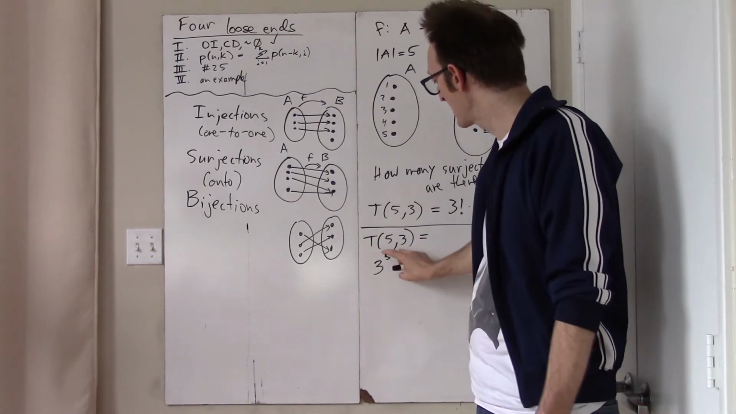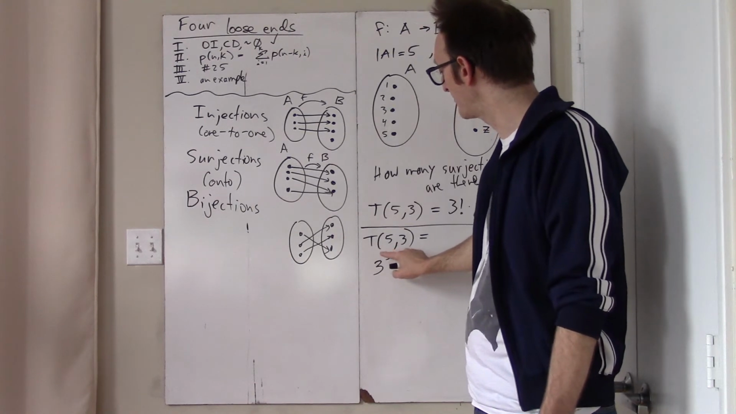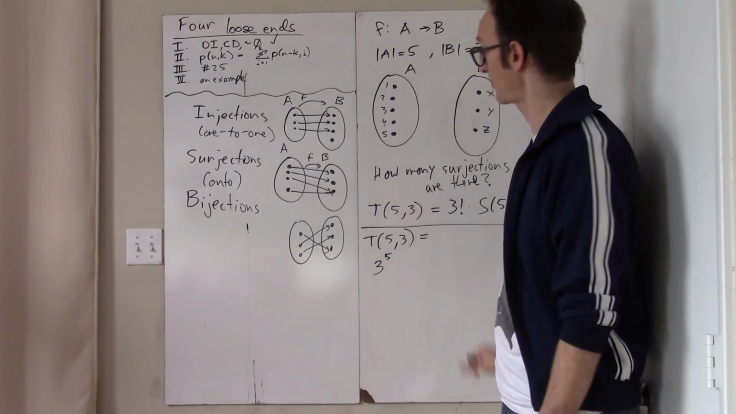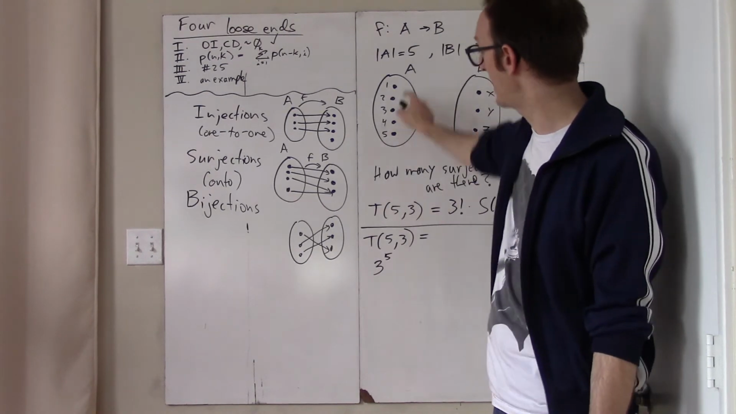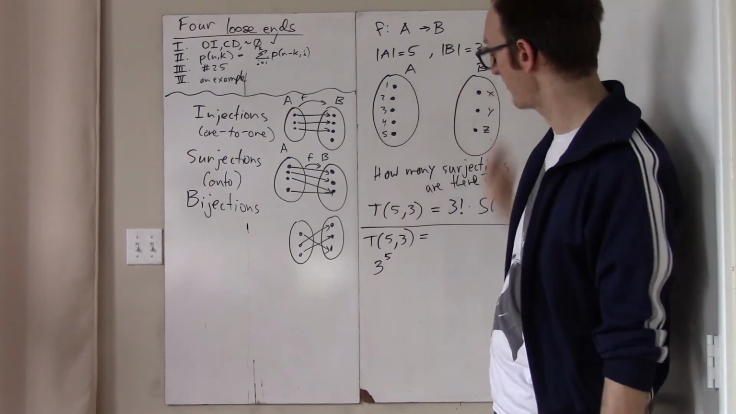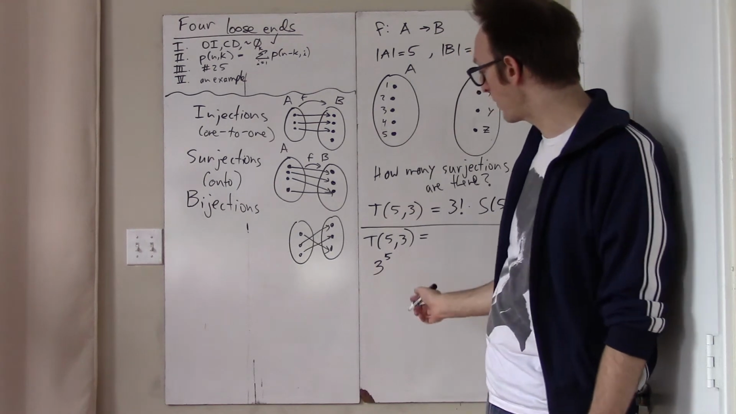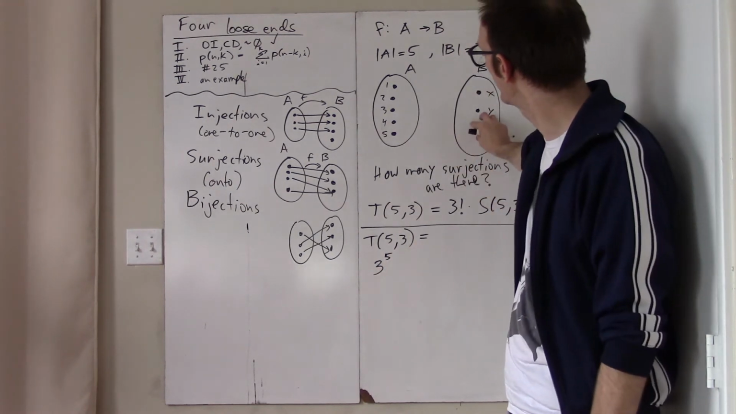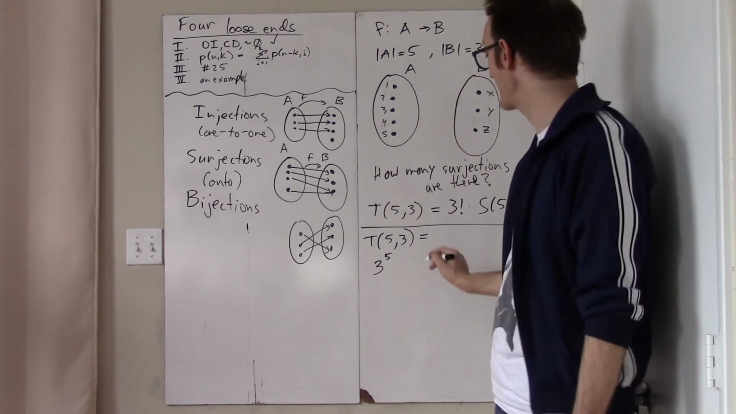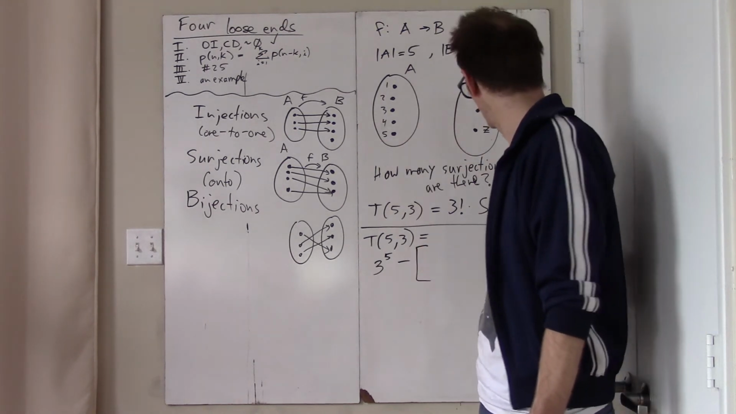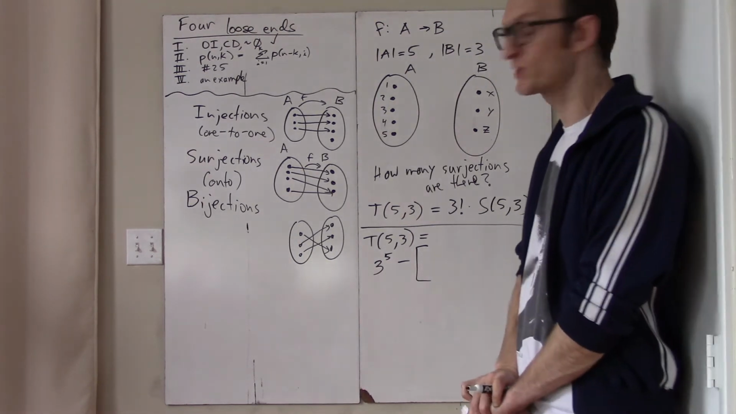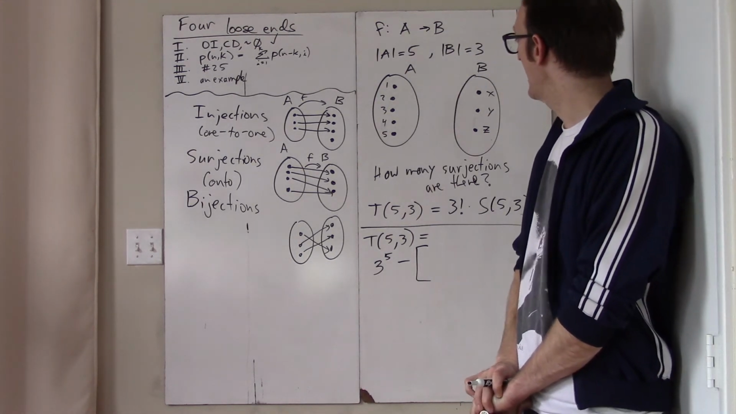But of course, that just counts all functions at all. In fact, that's the answer to how many functions there are. That is, every element in the domain can go anywhere. But now, for some of those functions, they won't be surjections because maybe nothing will point to z. And so what I now need to do is subtract out possible functions which are not surjections.